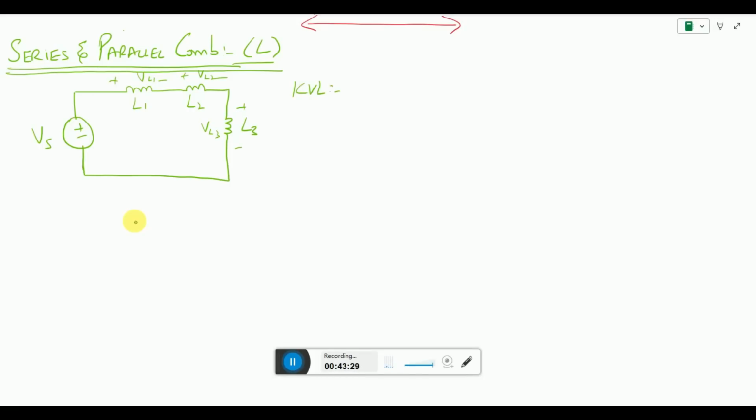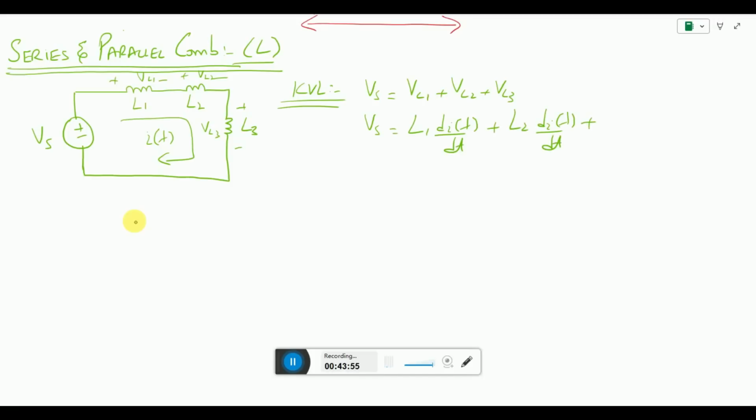So if we apply Kirchhoff's voltage law, we know that V_S is equal to V_L1 plus V_L2 plus V_L3. For a series circuit, the flow of current remains the same, so I can write it as L1 di/dt plus L2 di/dt plus L3 di/dt. Since the current is the same, I can take it as a common factor and I will be left with L1 plus L2 plus L3, and we call this term L equivalent.